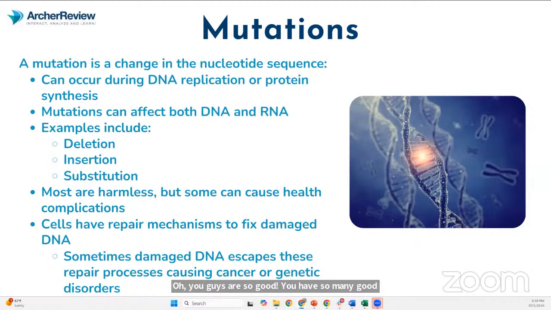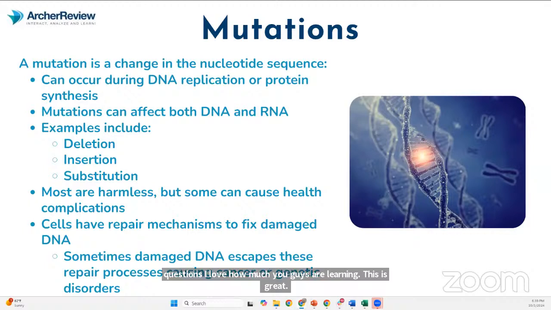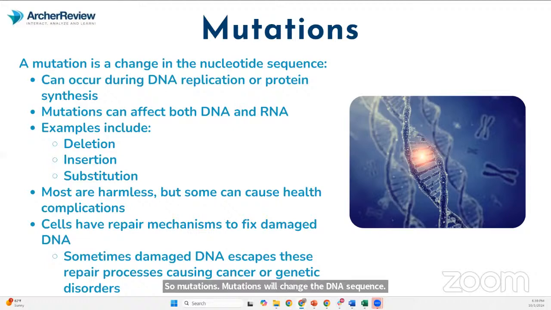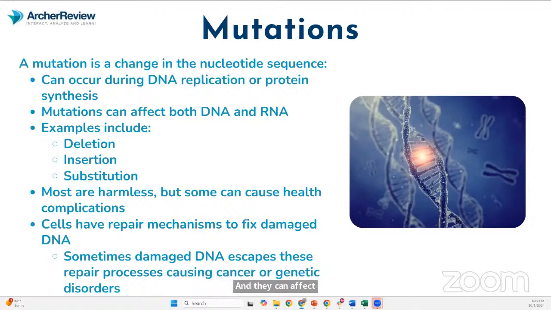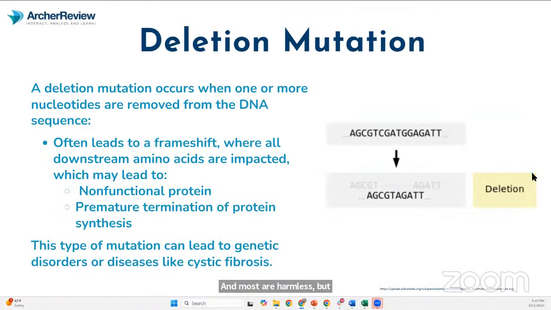This is great. So mutations. Mutations will change the DNA sequence. And this can occur during DNA replication, way back when we were talking about mitosis and meiosis. And it can also occur during protein synthesis. And they can affect both DNA or RNA, especially in protein synthesis. Some examples we are going to look at: deletion, insertion, substitution. And most are harmless, but some can lead to genetic disease. So let's take a look at some of these.